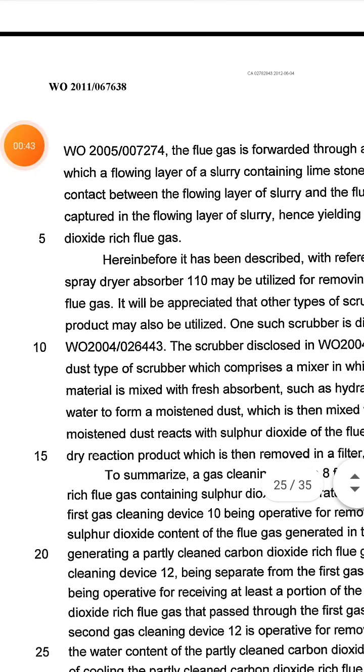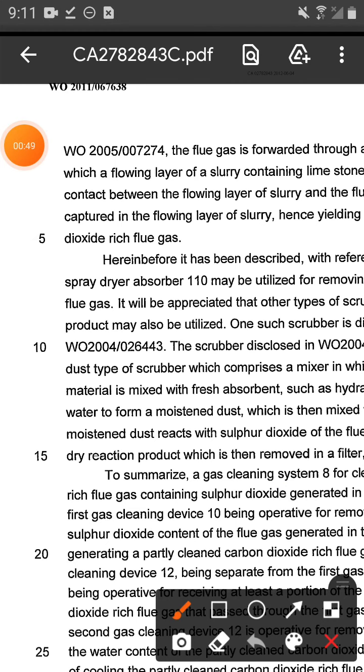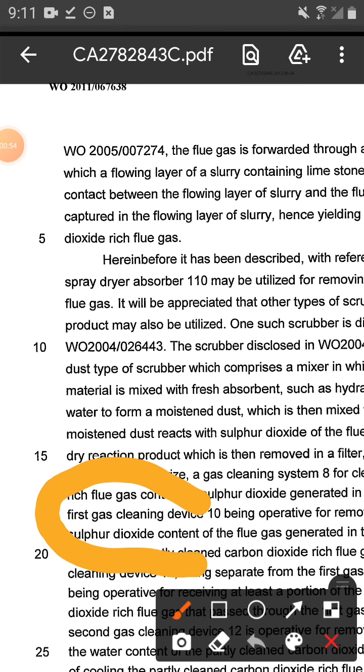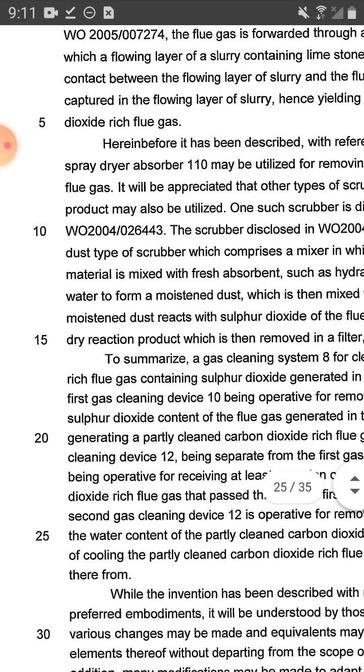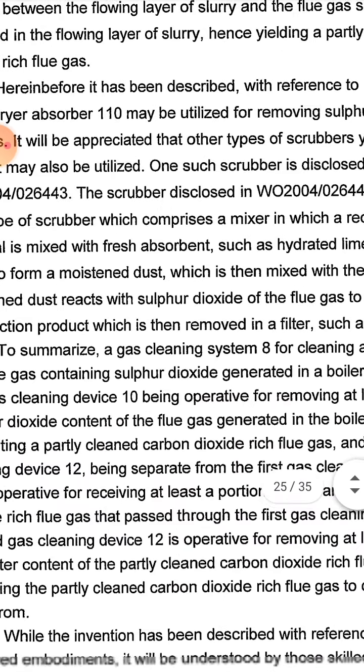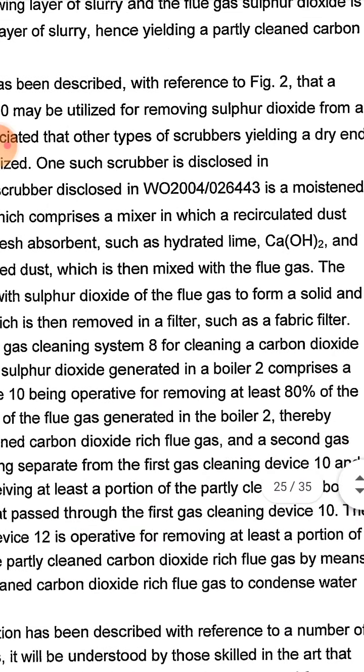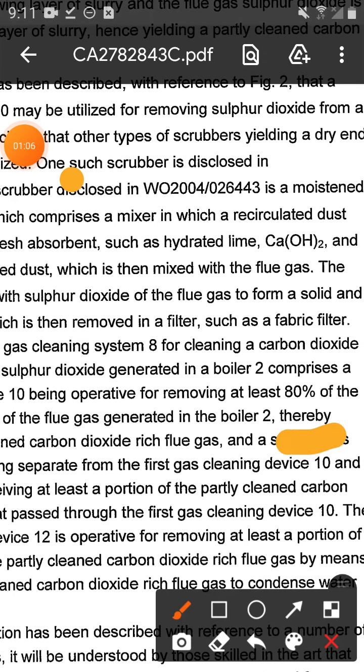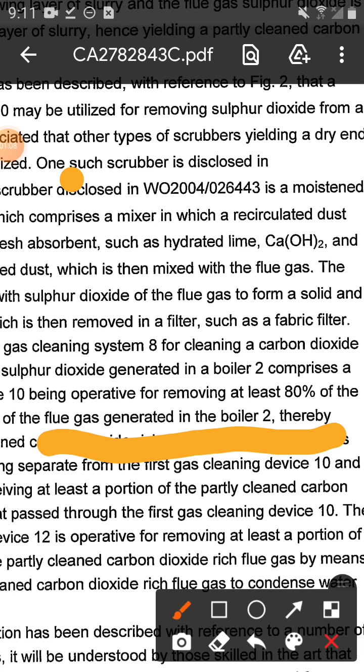Now, I'm going to highlight this. I'm going to highlight what I'm about to showcase you, show you, summarize you. Sulfur dioxide content. Okay. Is generated in what? Boiler 2. Now, just in case you don't see this, Boiler 2.